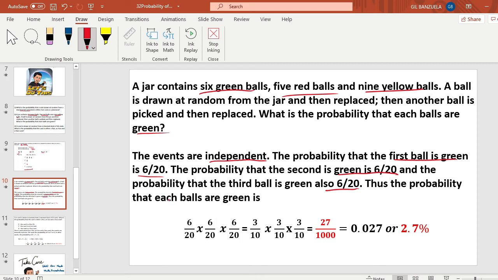So thus the probability that all the balls are green is as follows: 6 over 20 times 6 over 20 times 6 over 20. Getting the lowest term, that is 3 over 10 times 3 over 10 times 3 over 10, or simply 27 over 1000, or 0.027, or 2.7%. So therefore, the probability that each ball is green, given a jar with 6 green balls, 5 red balls, and 9 yellow balls, is 2.7%.